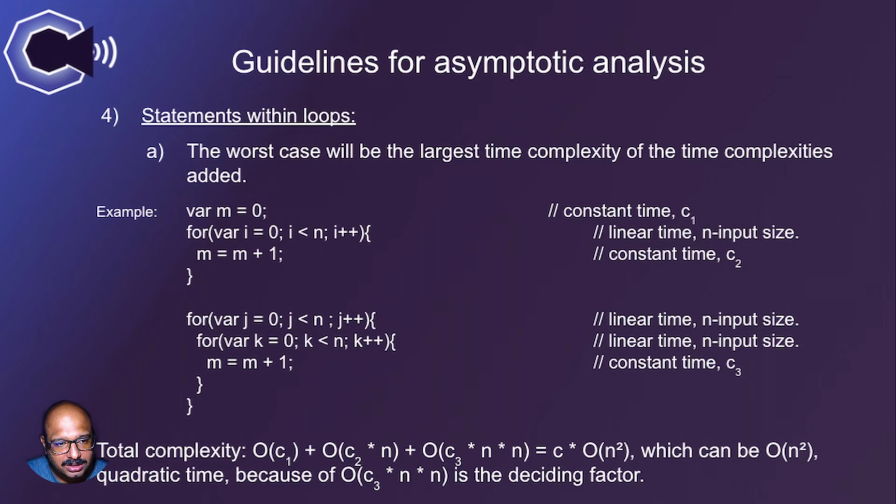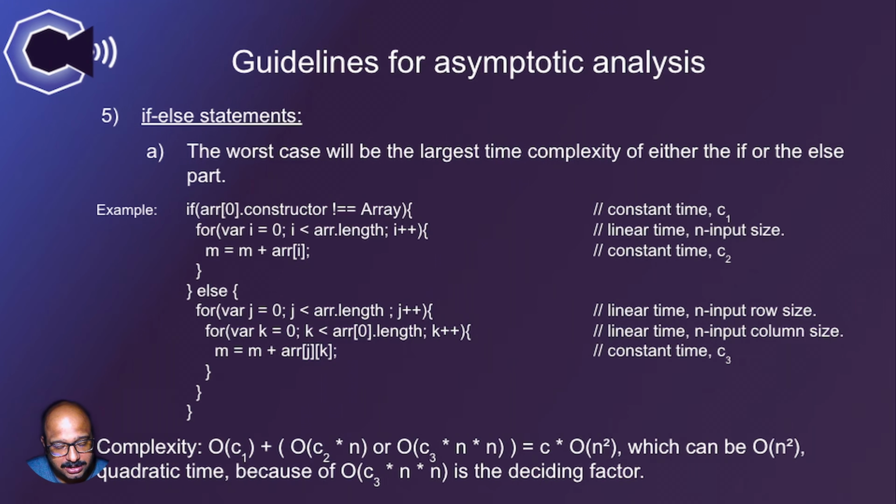Now let's check the statements within loops. The overall complexity of these statements within the loops will be the largest time complexity of the time complexities added. For example, in this code, you can see a single for loop and a nested for loop. As you can see, the first for loop will run for n time, which is linear. And the second nested loop will always be quadratic time, which is n square. So the deciding factor here is the n square. So this code runs in quadratic time.